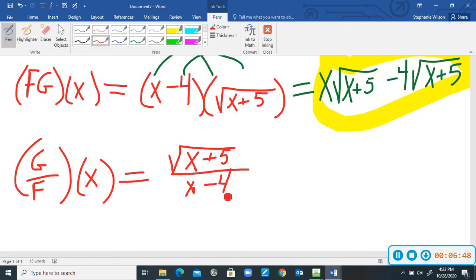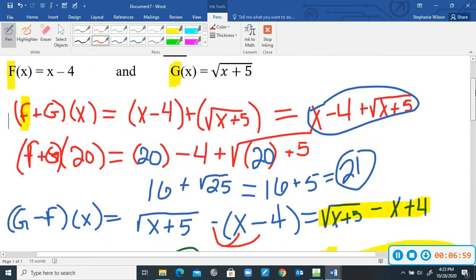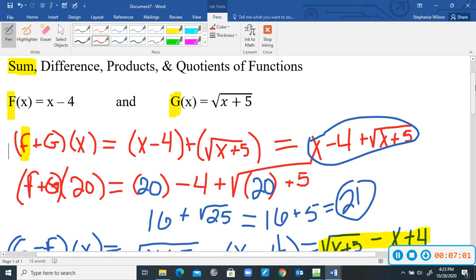So this is the sum, the difference, and the product and quotient of functions. So make sure that you understand how to apply those rules, and then if you're given a value for X, to plug in and solve for it as well.